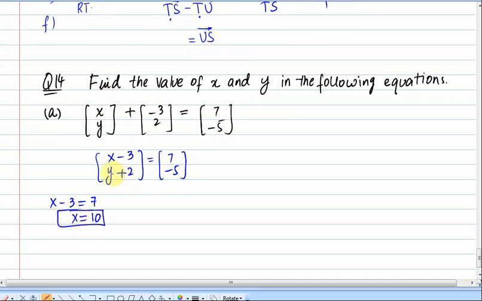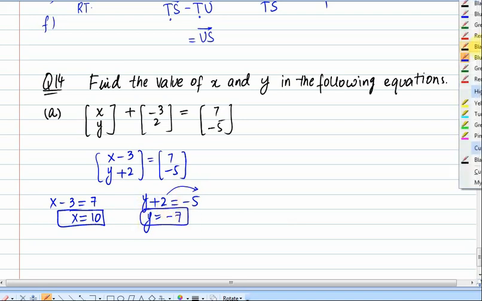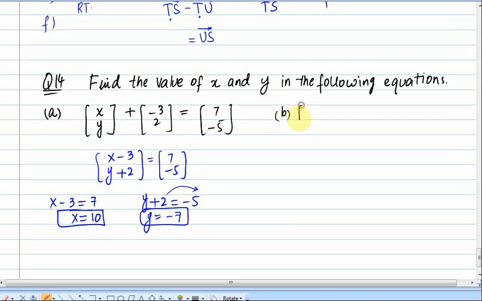Similarly, you can equate the second row. So y plus 2 is equals to negative 5 and y is equals to minus 5 minus 2, it's minus 7. So those are the values of x and y. You can note it down. Done. Alright. Moving on to the next part.